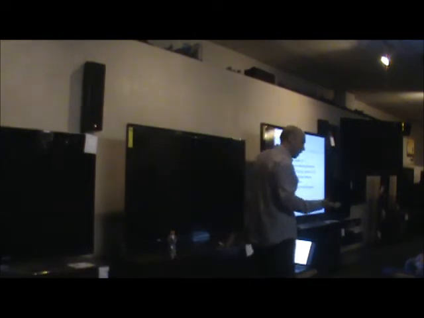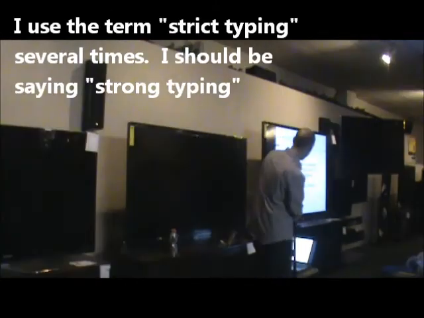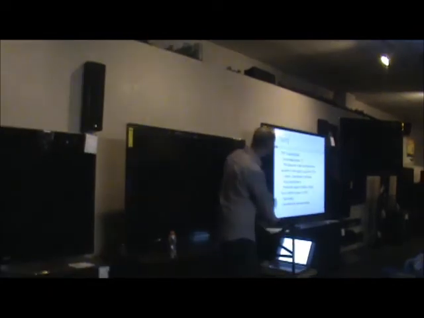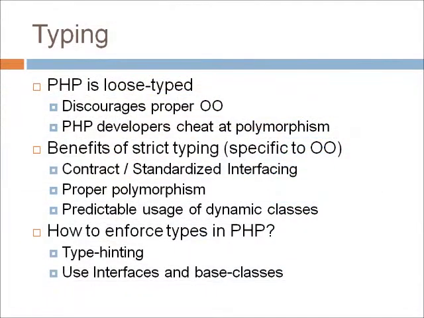There's no guarantee. There's no contract. That's what a contract is. It's a guarantee. That's one of the benefits of strict typing. You get predictable usage of dynamic classes. So how do you enforce types in PHP if it's loosely typed?